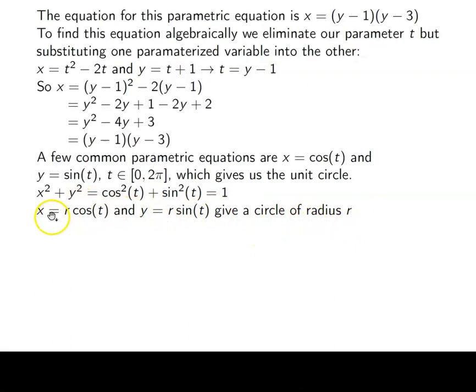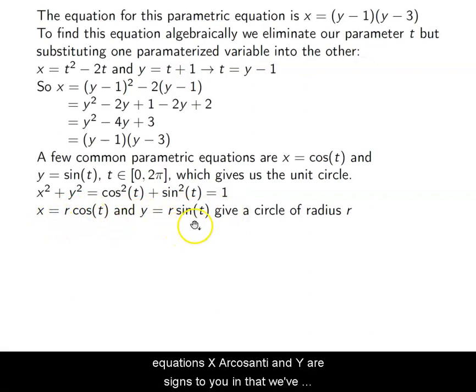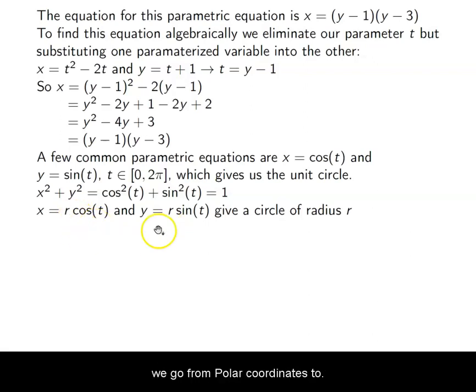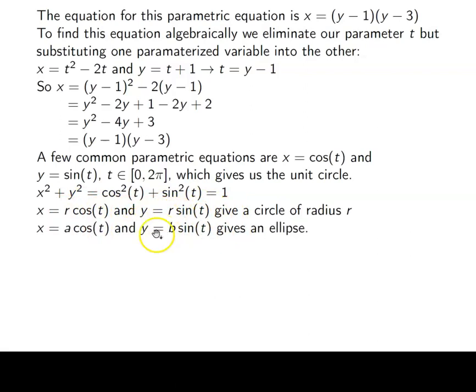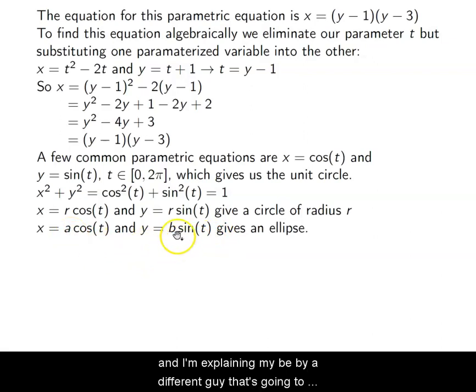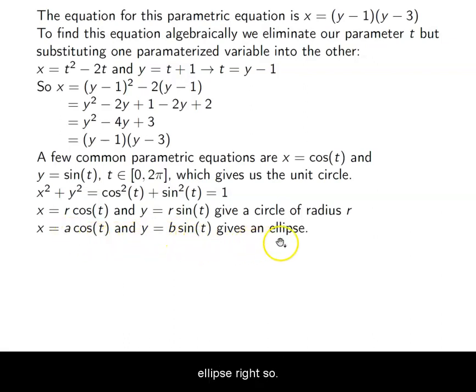We're actually going to study this parametric equation, x equals r cosine t and y equals r sine t, in depth. We've actually done it already in this section because that's how we go from polar coordinates to rectangular coordinates. But we're going to study this a lot later as well. Now if I have x equals a cosine of t and y equals b sine of t, here I'm expanding my x by one value and my y by a different value. That's going to give me an oblong circle, and an oblong circle is just an ellipse. So it's basically a circle that's not equally spaced out by a radius.